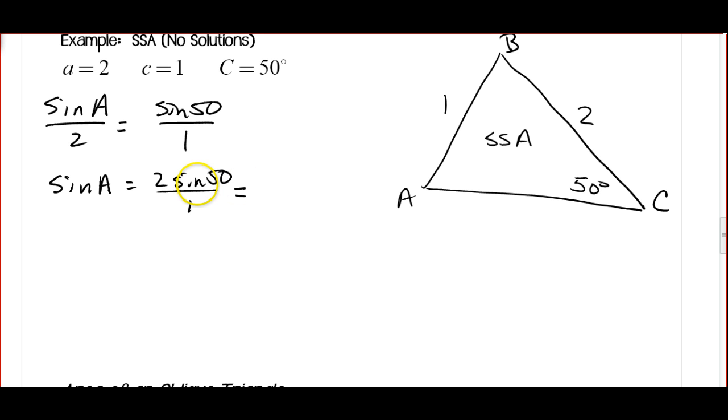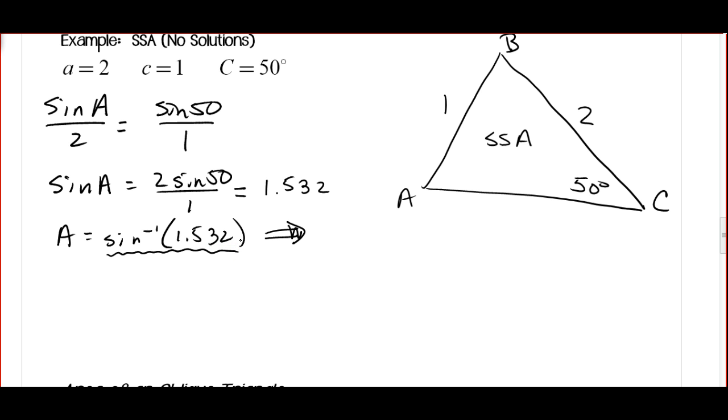If I calculate this, I'm going to get that 2 sine 50 over 1 is 1.532. So then in order to find A, I would do the sine inverse of 1.532. And if we think about this, sine inverse says that we're looking for an angle whose y-coordinate is 1.532. Well, there are no angles on the unit circle that have a y-coordinate larger than 1.